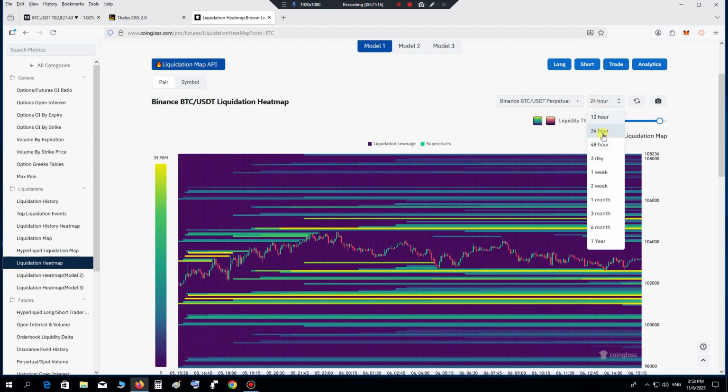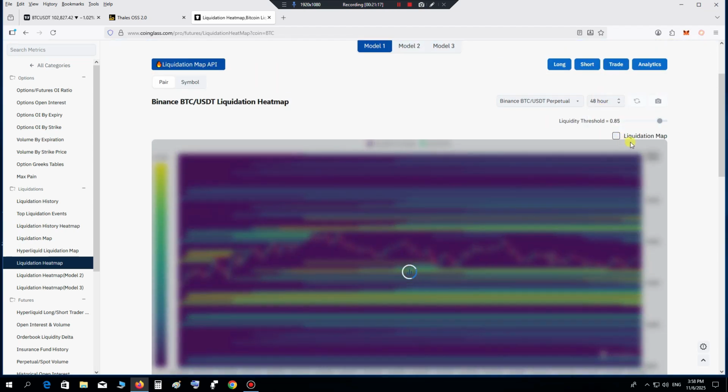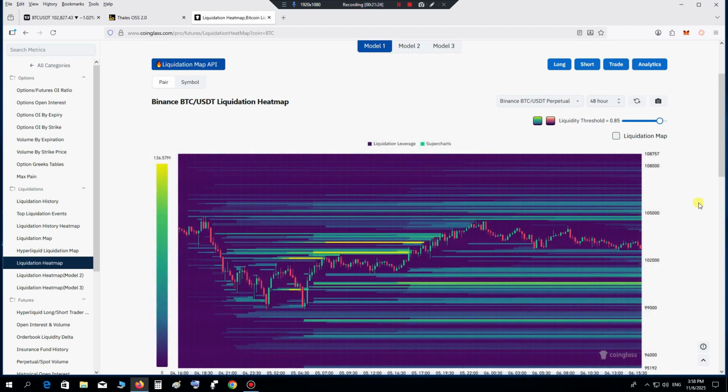Let's look at the 48-hour view. Here you can see liquidity is sticking just below the price, with liquidity up to 100,400, 100,000, and 101,000, a concentration of liquidity. On the upside, from 104,600 to 157,000, liquidity is present.